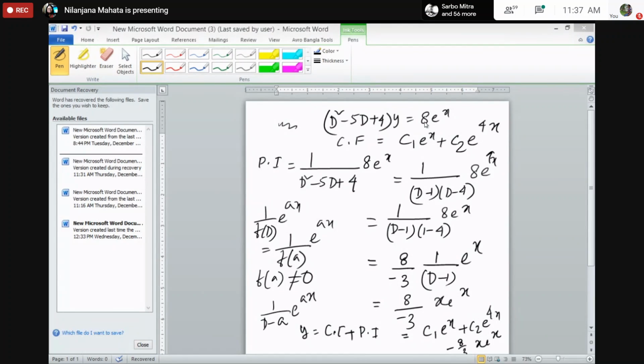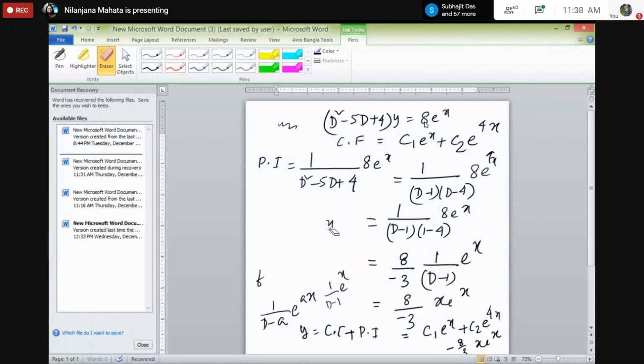Ma'am, in this particular PI, there will be no integral constant? I couldn't understand your problem because I have solved this. You have your a is 1 here. So your 1 by (D minus 1) e to the power x. Suppose I am solving this as a first order linear differential equation. You know how to solve it, right? Yes, ma'am. Okay, so you have understood.